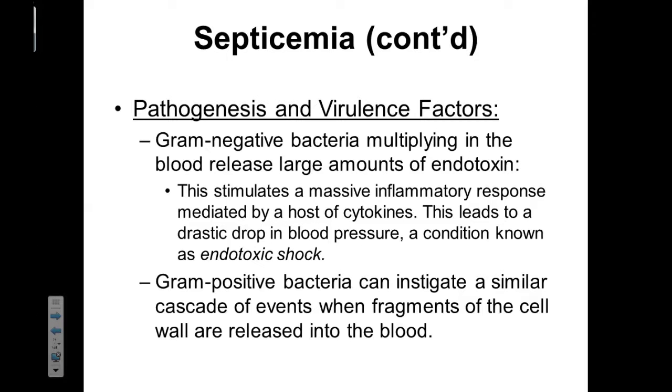If we look at gram-negative bacteria, those gram-negative bacteria are going to be associated with releasing lots of endotoxins into the bloodstream. As these endotoxins enter the bloodstream from the gram-negative bacterium, that stimulates the inflammatory response. This inflammatory response is going to cause a drop in the blood pressure and cause endotoxic shock. As we have lots and lots of gram-negative bacteria in the body, those gram-negative bacteria will oftentimes cause the blood pressure to plummet.